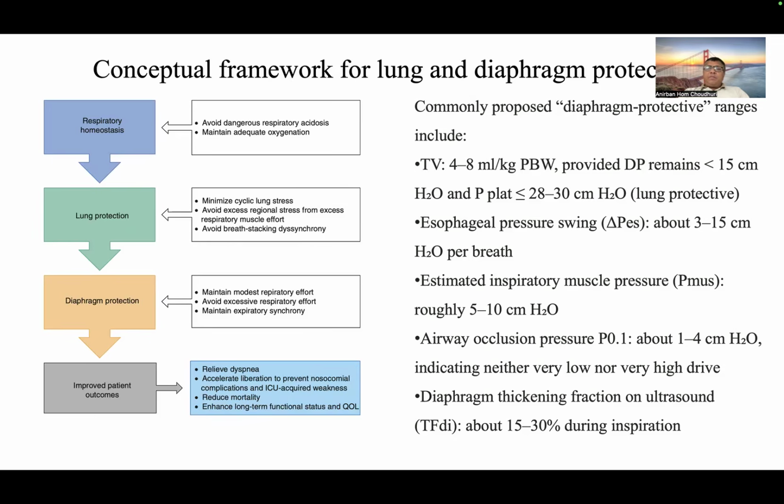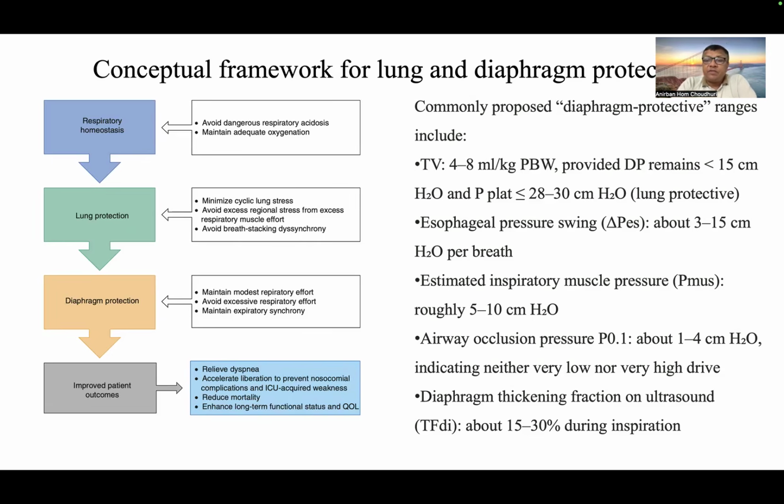So the commonly proposed diaphragm protective ranges include a tidal volume, which is similar to lung protection. Tidal volume ranges of 4 to 8 mL per kg of predicted body weight, provided the driving pressure remains below 15 centimeters of water and the plateau pressure is less than 28 to 30 centimeters of water. But esophageal pressure swings are something which is more important and which is not there in lung protective ventilation.